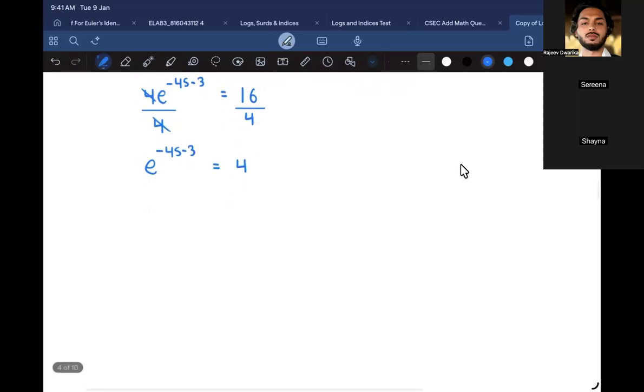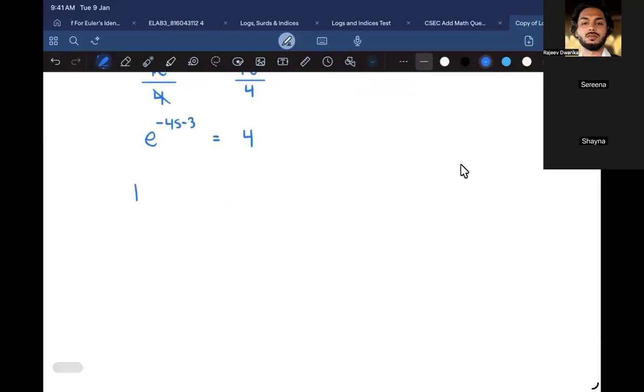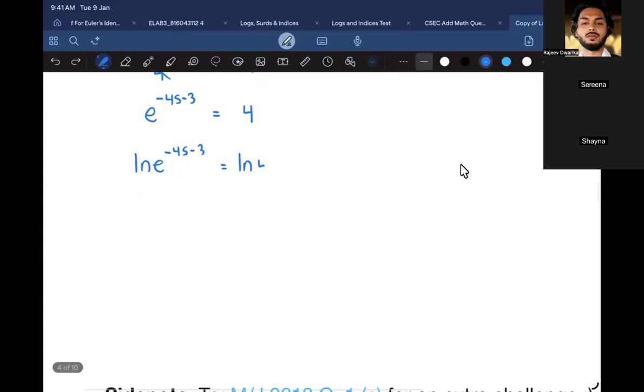Yes, sir. Right. So now we're going to apply the natural logarithm, which is ln, because we have e, the natural exponent. So we're going to apply ln on both sides. If I do that, I'll get ln e to the power minus 4s minus 3 equal to ln 4. Right? So this is a log, so don't get confused. Ln is just log base e. That's all. And e is a number. E is like 2.7 something. It's a constant like pi.